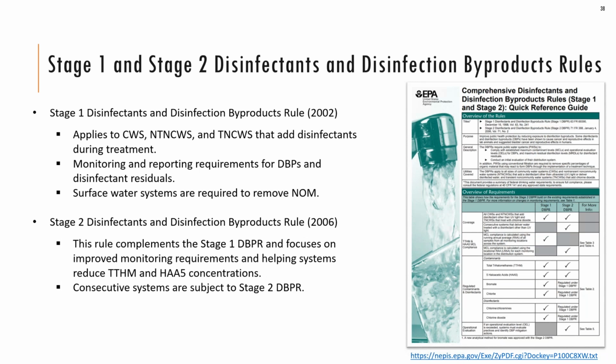The Stage 2 DBPR, which was introduced in 2006, complements the Stage 1 DBPR and focuses on strengthening public health protection by tightening compliance monitoring for specifically total trihalomethanes and haloacetic acids. This rule has now included consecutive systems as part of those regulated under Stage 1 and 2 DBPR. The document you see on the right is EPA's Stage 1 and 2 DBPR quick reference guide. It provides an overview of the requirements from each rule, routine monitoring requirements, and how to determine if a system is in compliance.